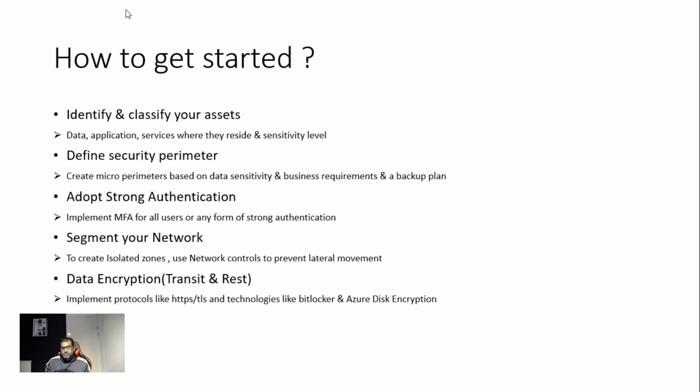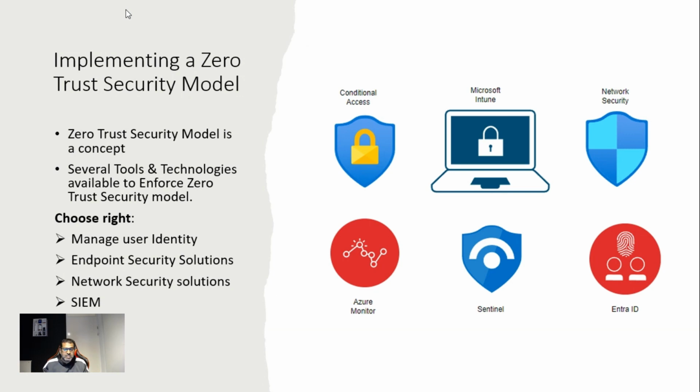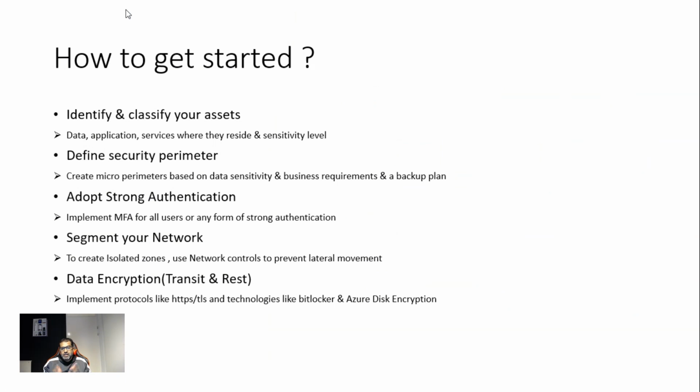And going further, these are the steps I have mentioned on how to get started. Okay, you talked about implementing a zero trust security model. You talked about principles, well and fine. How to get started? This is the way I would start looking at it. First, identify and classify your assets, like how much data you have, what are the applications, services, and where do they reside, and the sensitivity level. Yeah, the last part is really difficult. If you have it, then that's also perfectly fine.